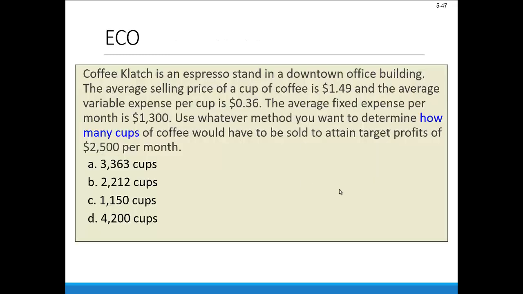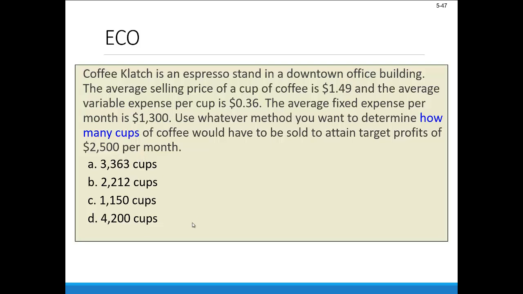Let's use an example of Coffee Klatch here again. Same basic information as before. So they're selling coffee for $1.49 a cup. Average variable expense per cup is 36 cents. Average fixed expense per month is $1,300. Use any method you want, but let's determine how many cups of coffee, how many units, would have to be sold to reach target profit of $2,500 per month.